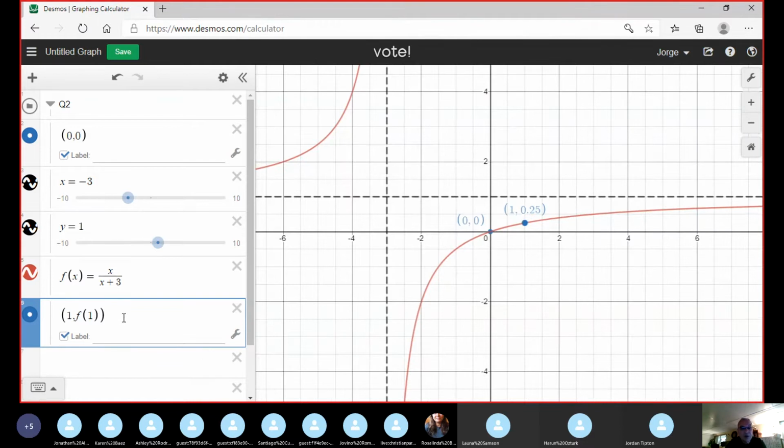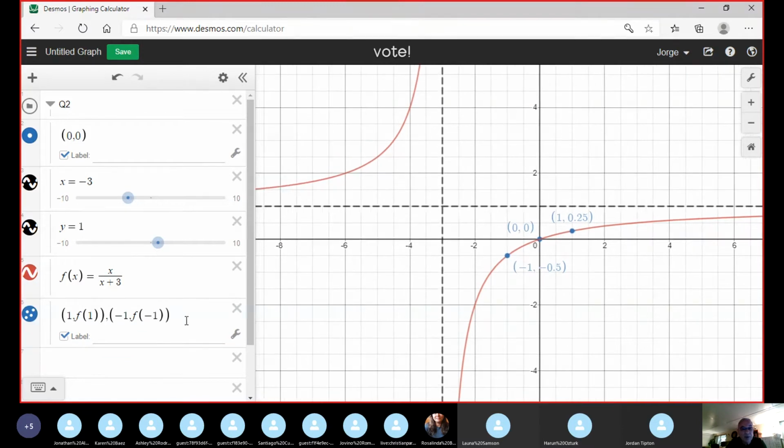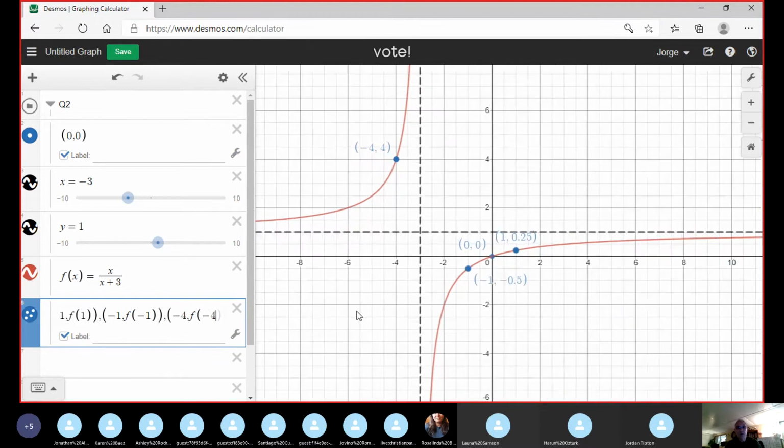One more point, -1. Separate by comma, if you want to use the same color. -1, comma f, evaluate -1. Boom. And one more point, -4. -4, comma, f, evaluate, using function notation. I take advantage of the algebra que we are learning. Open parenthesis, -4. Bang.